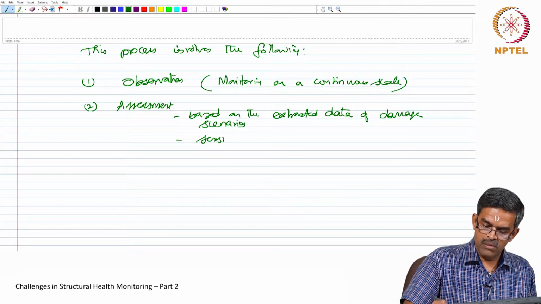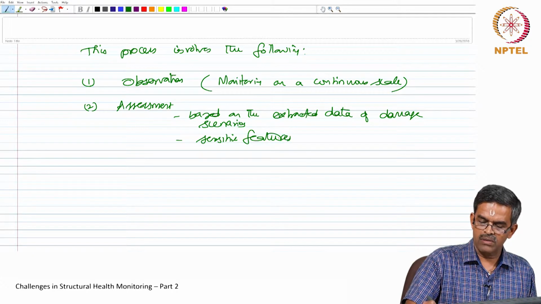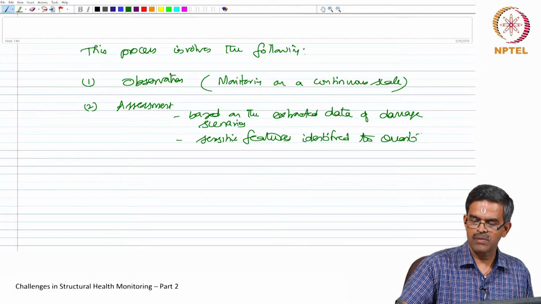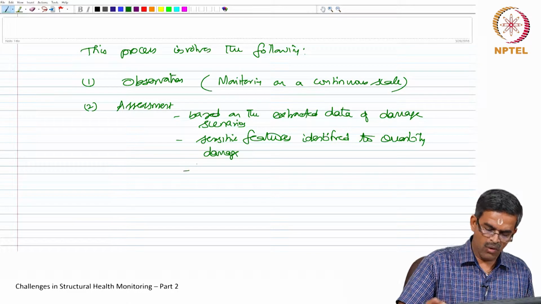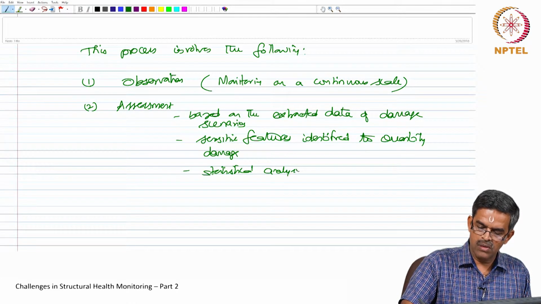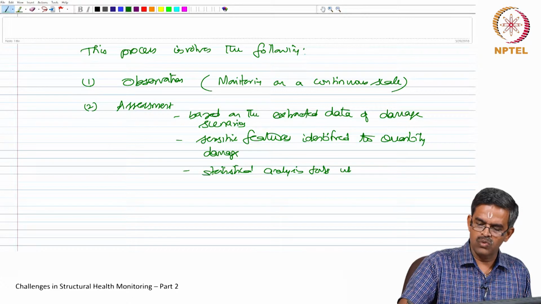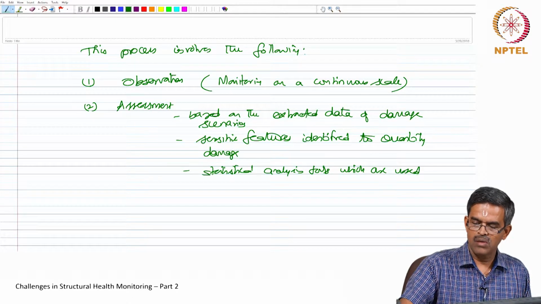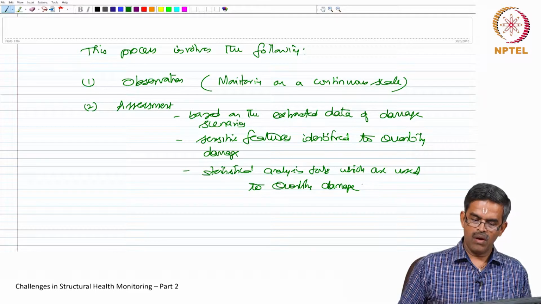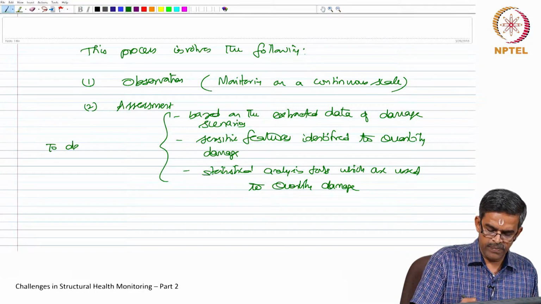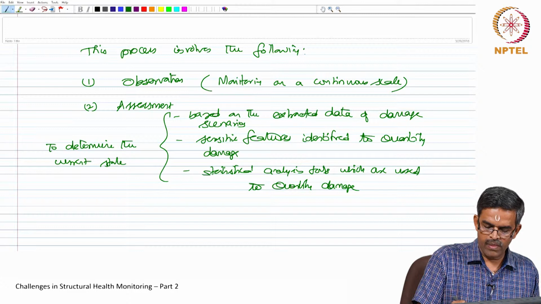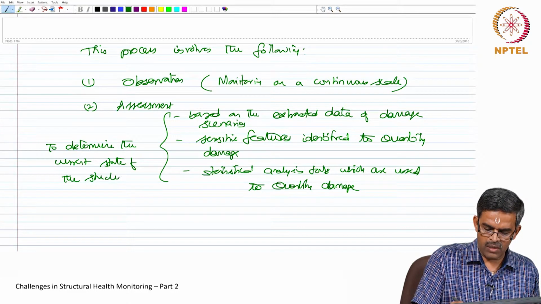It depends upon the sensitive features identified to quantify damage. It also depends upon the statistical analysis tools which are used to quantify damage. All of them put together will determine the current state of the system. Let us say structural system.